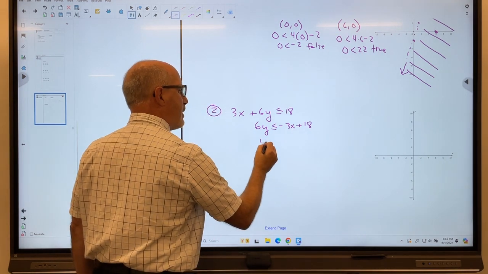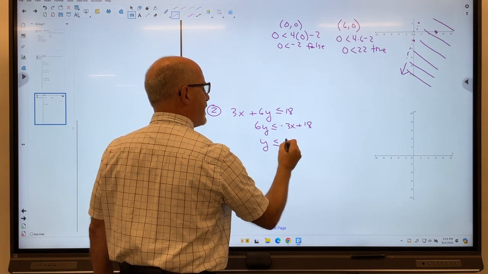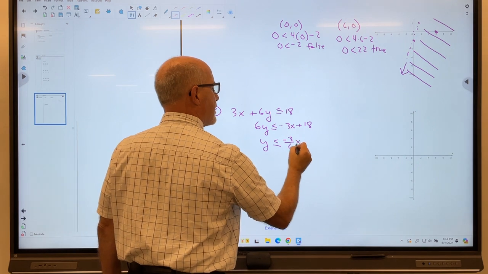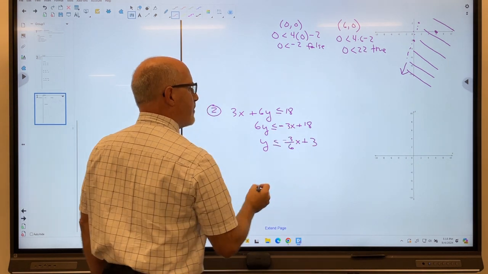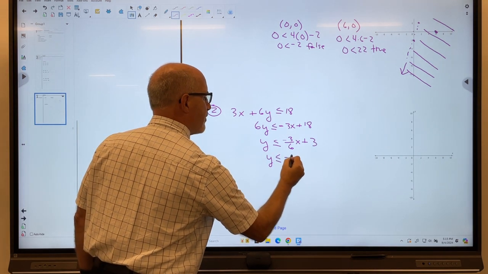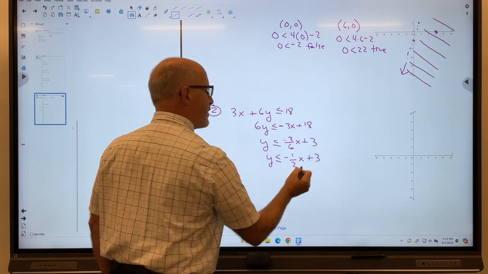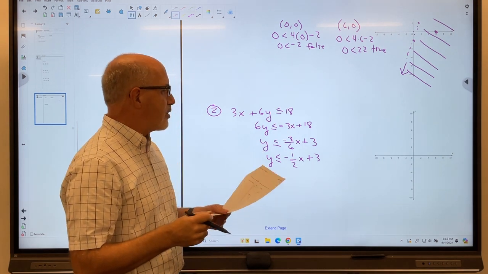I'm going to then divide by 6. So negative 3 divided by 6. 18 divided by 6 is just a 3. And then I've got here y is less than or equal to negative 1/2 x plus 3. So there's my simplified version of that. Let's go ahead and graph that.